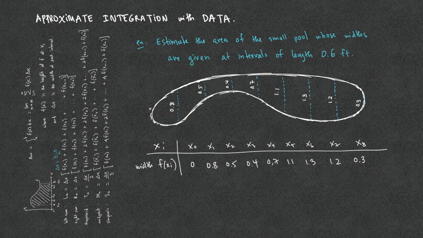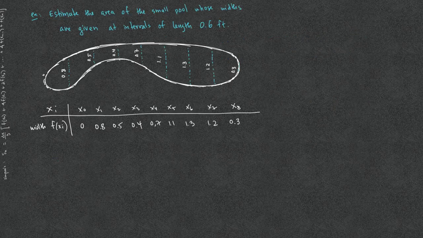We will estimate the area using the left sum, the right sum, the trapezoid, the midpoint, and the Simpson rule. Keep in mind that the Simpson rule can only be applied to an even number of intervals. In this case, the i in xi goes from 0 to 8, so we do have 8 intervals, which is even. Delta x represents the length of each of the subintervals. Delta x is 0.6 feet, which was given.